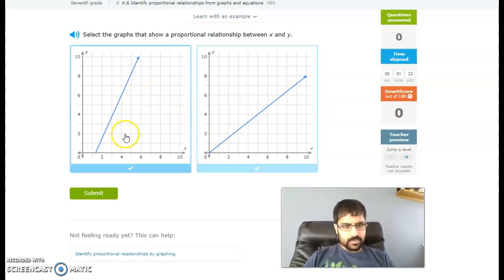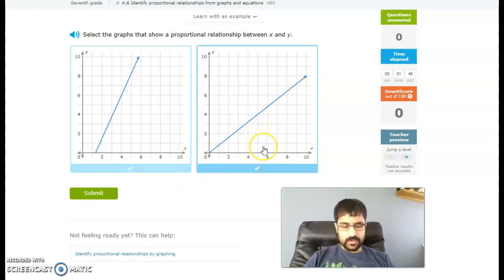If I take a look at both of these though, I notice that they hit the axis at different places. It looks like that first graph hits somewhere between 1 and 2 on the x-axis, and then the second graph hits right at 0 at the origin. To find a proportional relationship, you basically need two criteria. The first thing is that it needs to be a straight line. Both of these are. But the second is that the graph needs to actually hit at the origin. It shouldn't hit anywhere else.